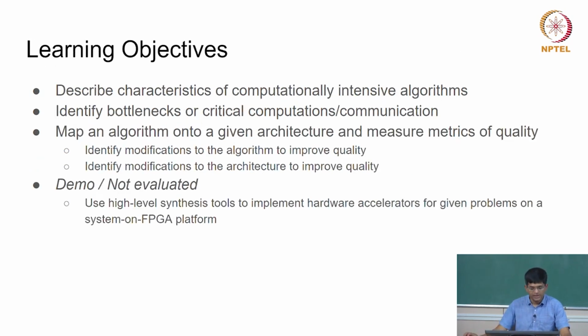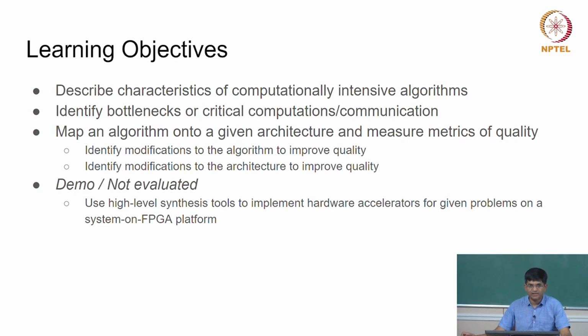So can we briefly look at what you as a student could hope to learn by the end of this course? In terms of pure learning objectives, one of the things that I would hope should be clear to all of you by the end of this would be that you should be able to describe characteristics of computationally intensive algorithms. What that means is you should be able to identify which are the bottlenecks or critical computations that are present in any kind of a computationally intensive algorithm, right?